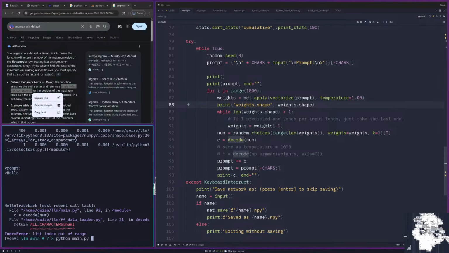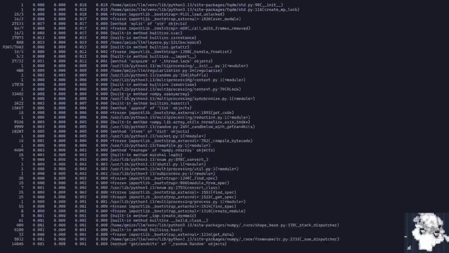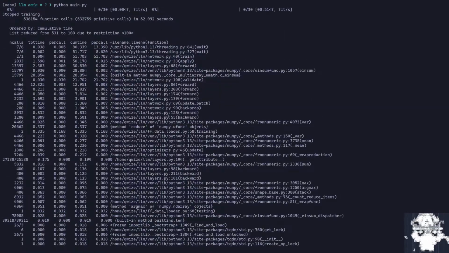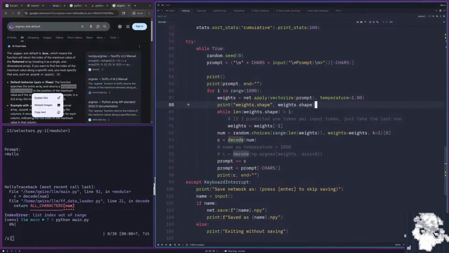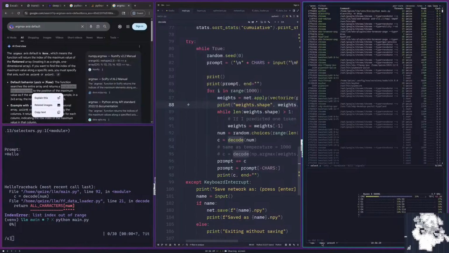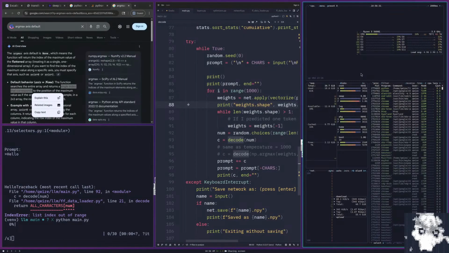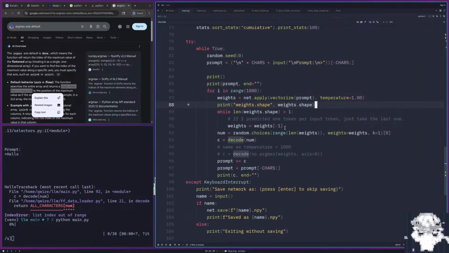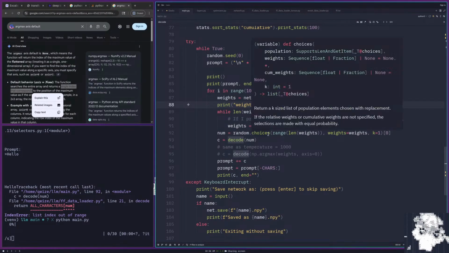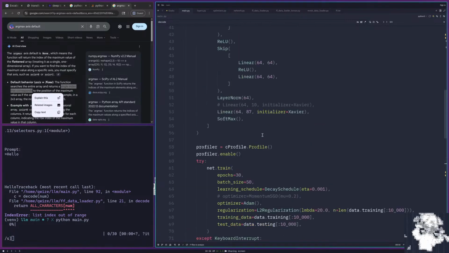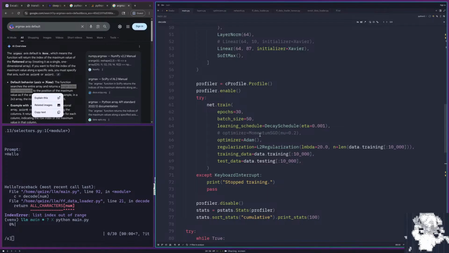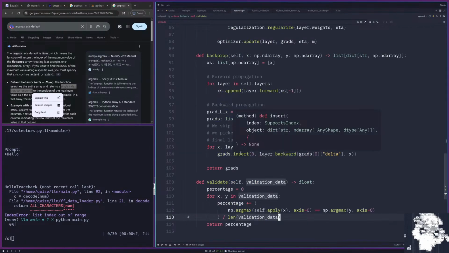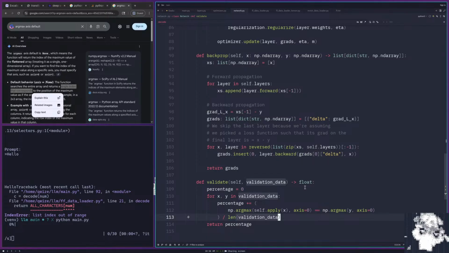Don't clear because we've got this profiler information. Is my CPU being used now? No. I didn't change anything that would make it be used. What did I change? I don't remember. Oh, the argmax axis.